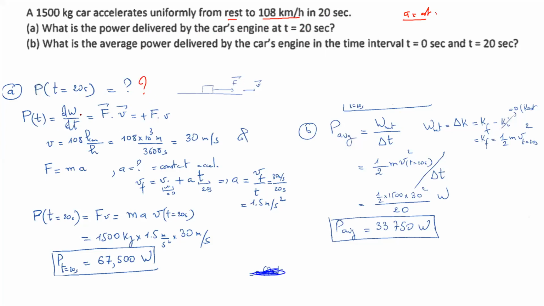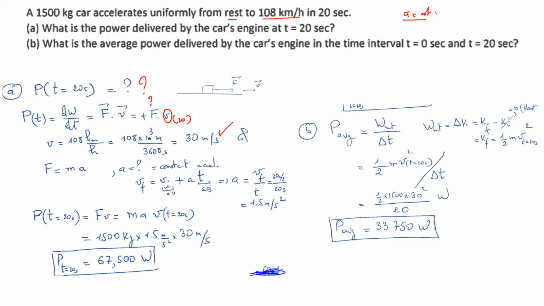You know that instantaneous power is the derivative of work with respect to time. In other words, it's just F dot v, a dot product between the force and the velocity. Now here I have to find the force first. The velocity at t equal 20 seconds is known, it's 108 kilometers per hour. You put it in meters per second.